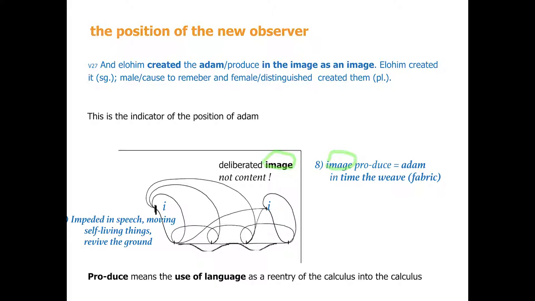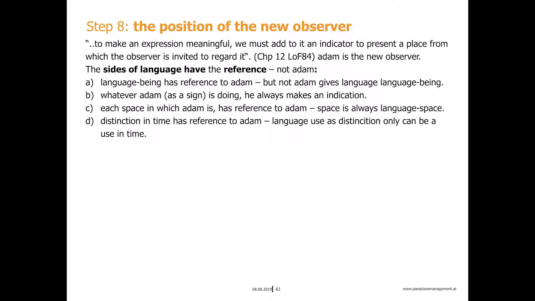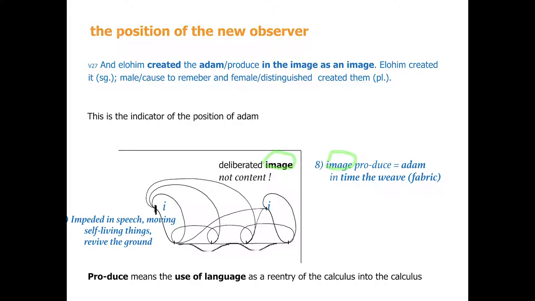Adam, state 8, is the image of the deliberated image. It's not the content, it's the image of the image. The content is another. To make an expression meaningful, we must add to it an indicator to present a place from which the observer is invited to regard it. Adam is the new observer. This is the indicator. The image of an image is the indicator of the position of Adam.